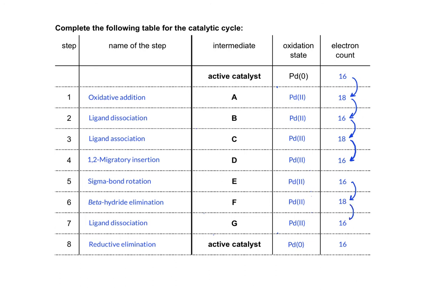Ligand association then loses a 2-electron ligand to give intermediate G. In this particular reductive elimination, only one of the ligands is lost, along with 2 electrons added to a d orbital of palladium, so the electron count remains 16. This concludes the video on the Heck reaction.